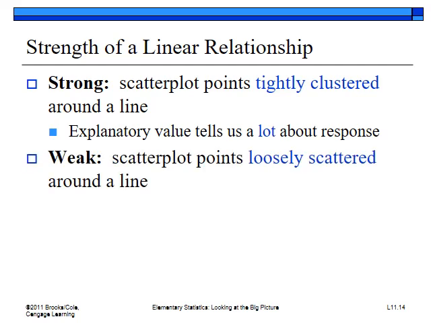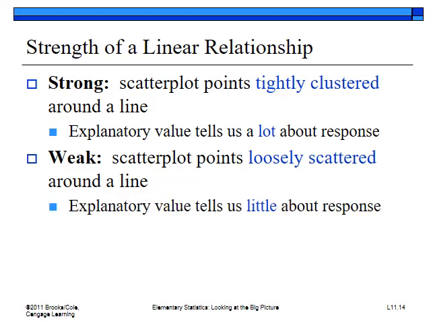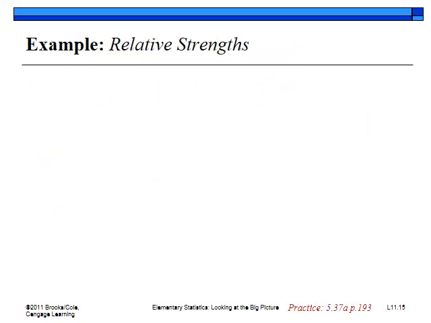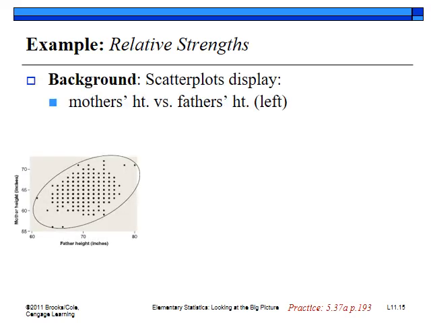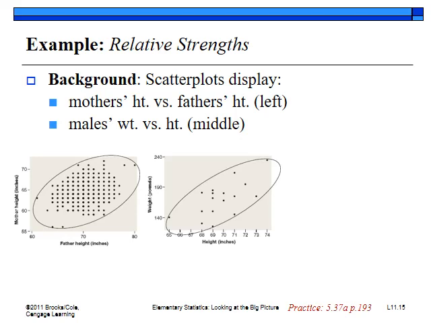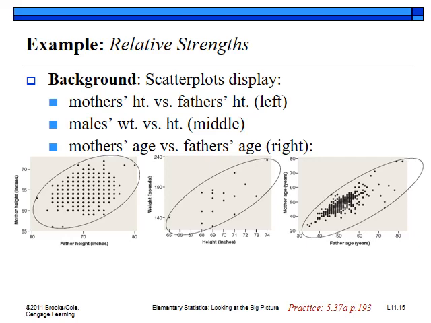A weak relationship is one in which the points on the scatter plot are not tightly clustered around the line. In this case, the y value has little to do, but still has something to do with the x value. For example, here are scatter plots for mother's height versus father's height, male's weight versus male's height, and mother's age versus father's age.